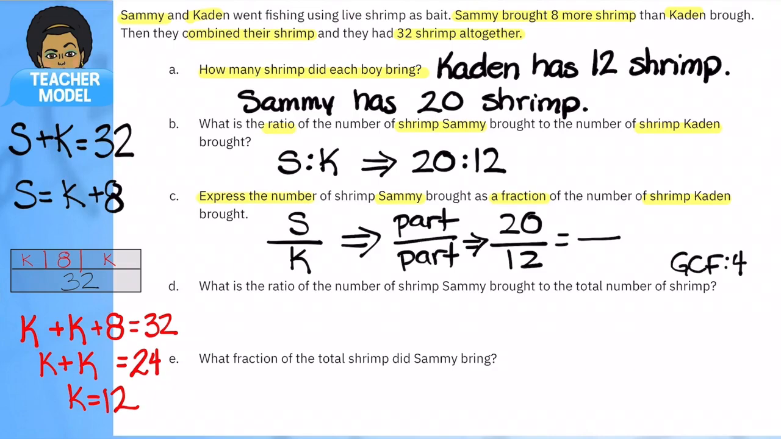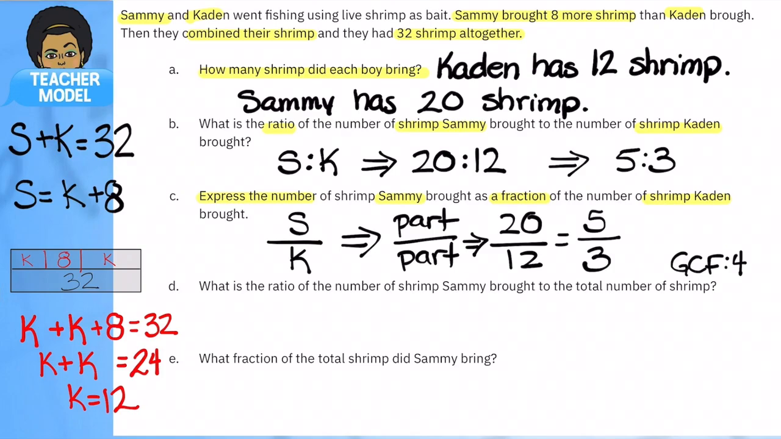20 divided by 4 is 5. 12 divided by 4 is 3. And just to be accurate, because see, Math Marvels, even me, sometimes I should always be accurate. I should have simplified this one as well to 5 to 3. That I will go and self-correct.